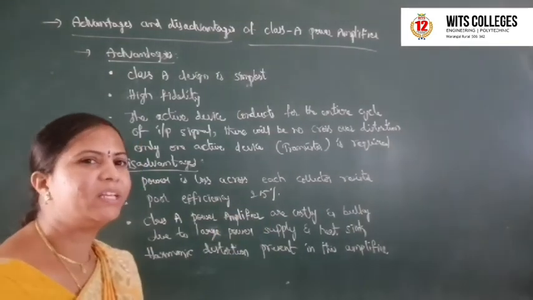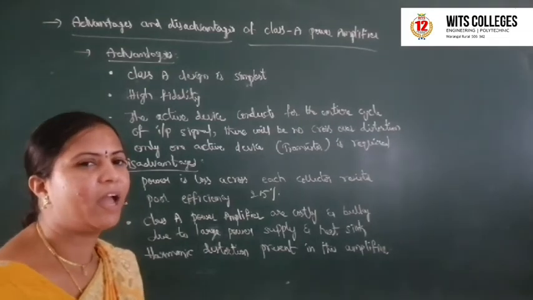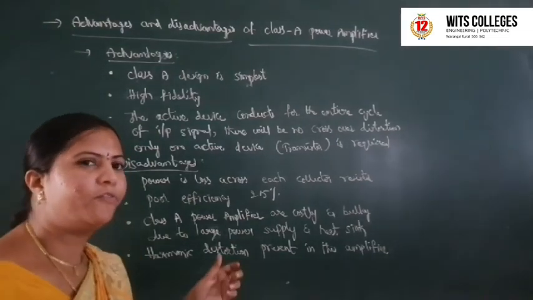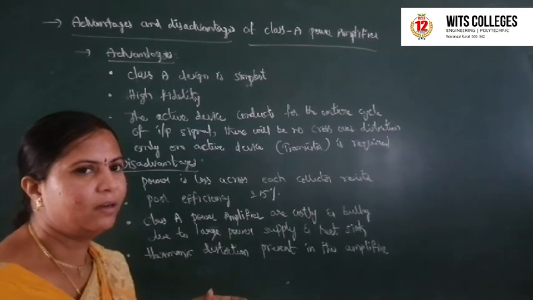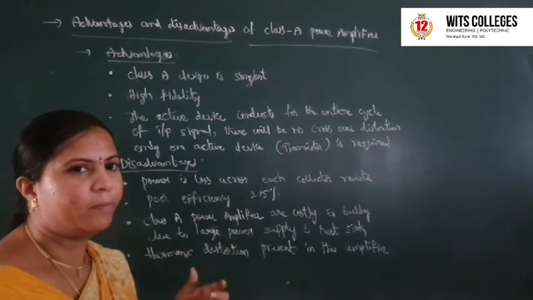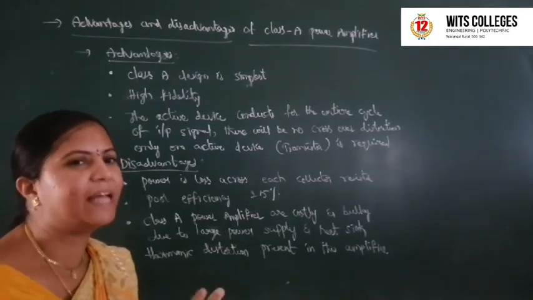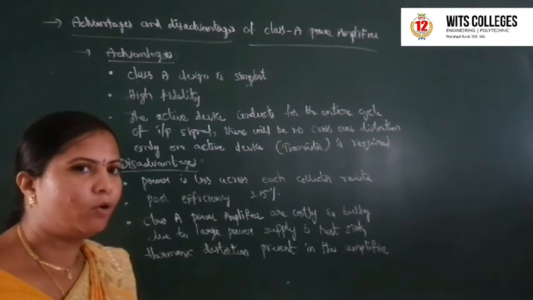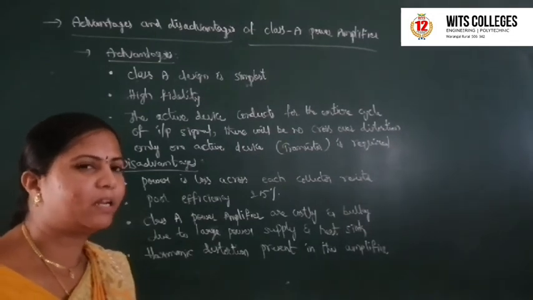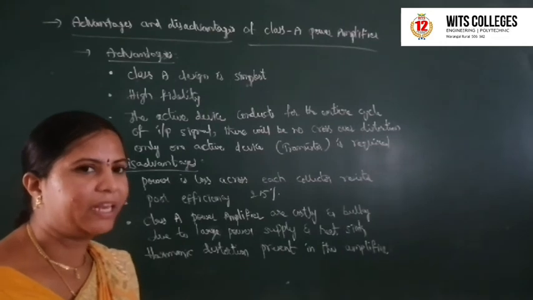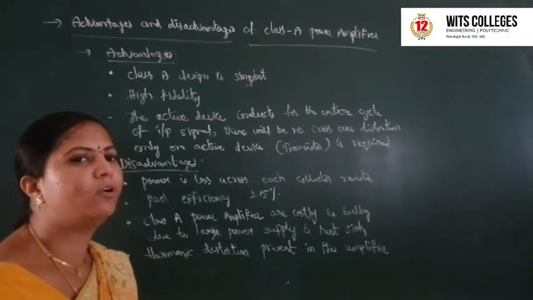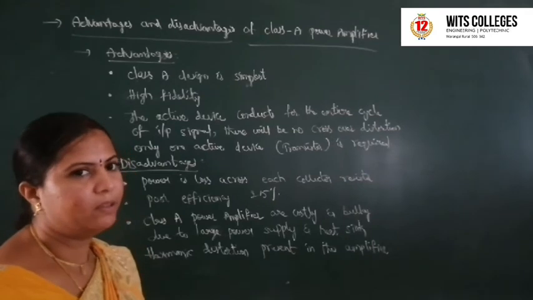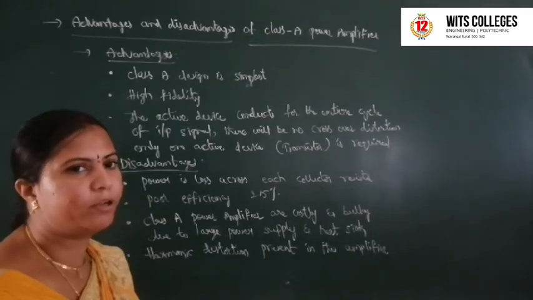So to increase the efficiency, in place of the resistive collector resistor in the class A power amplifier, we have to use transformer coupling as the load. Where we take the output voltage, that place has a resistive load, and we have to take it as a transformer. Then the efficiency is going to be increased.